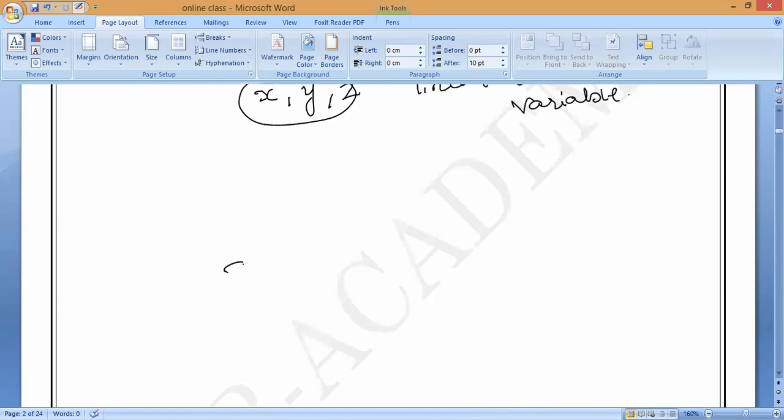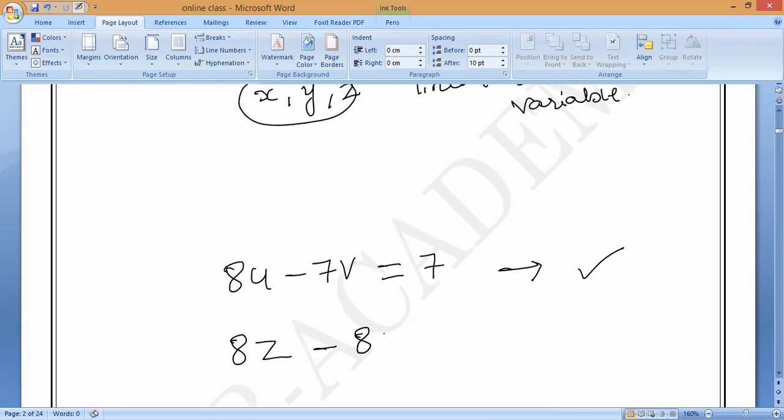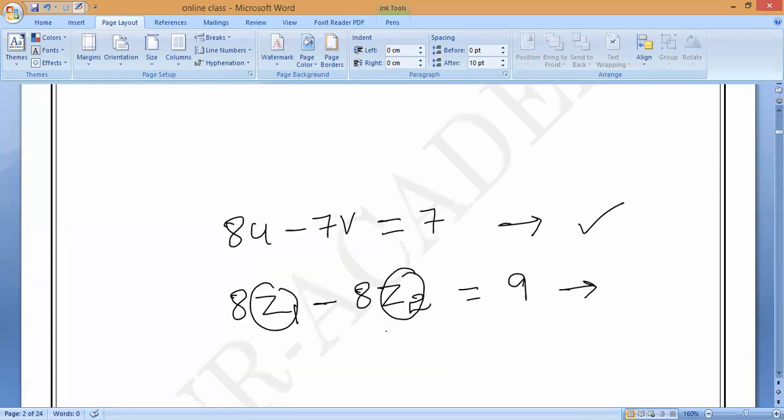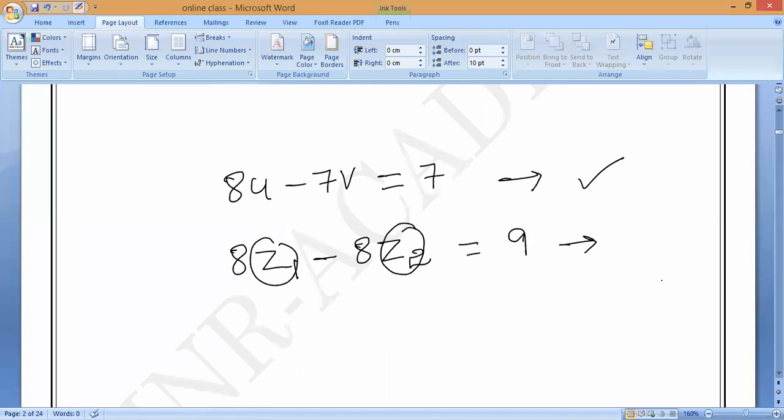Suppose 8u minus 7b equal to 7. Is it a linear equation in two variables? Yes, ma'am. Now 8z1 minus 8z2 equal to 9. Is it a linear equation in two variables? Yes, two variables. Why? It is z1 and it is z2. Z1 and Z2 are two different variables.